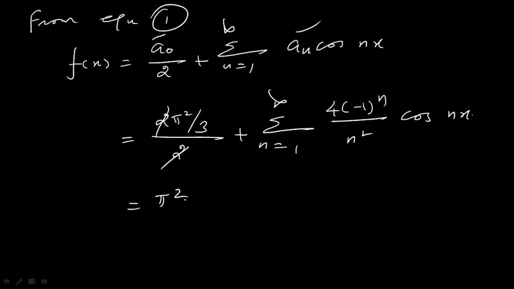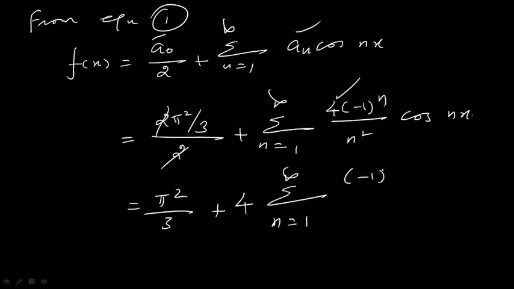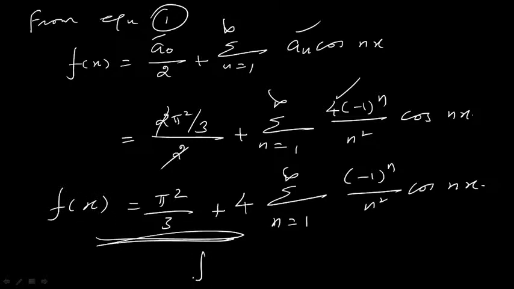So that is pi squared by 3 plus, here 4 is a constant, so take it outside of the summation. So 4 times sigma n varies from 1 to infinity minus 1 whole power n divided by n square cos nx. This is your f of x. This is the Fourier series representation of the function f of x equal to x square defined in the closed interval minus pi comma pi. So we have found the Fourier series representation of the given function f of x equal to x square in minus pi comma pi.